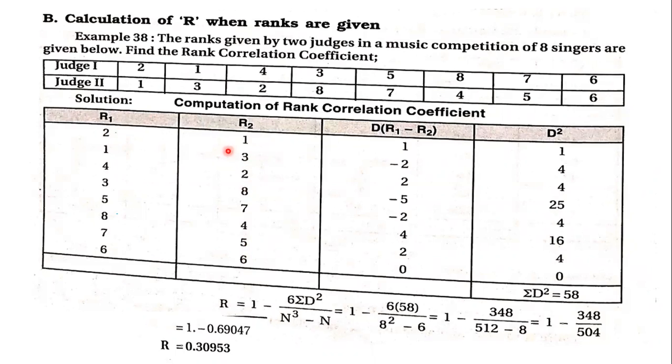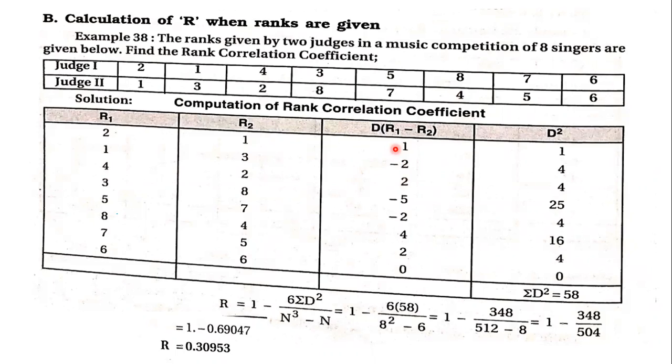I told you, don't get confused and do R2 minus R1. No, it is R1 minus R2. Even if you get minus values, no problem, go with that. So 2 minus 1 is 1, 1 minus 3 is minus 2, 4 minus 2 is 2, and so on. You find the difference for R1 and R2, and that difference is called D, capital D.